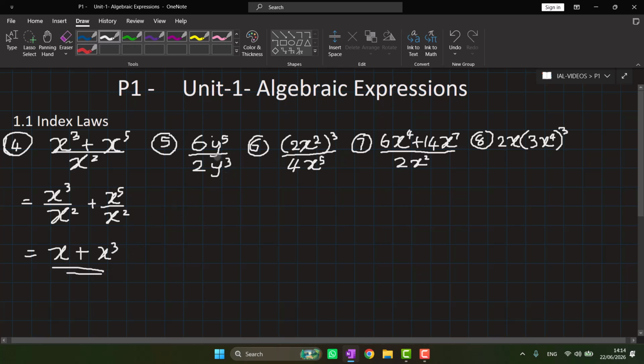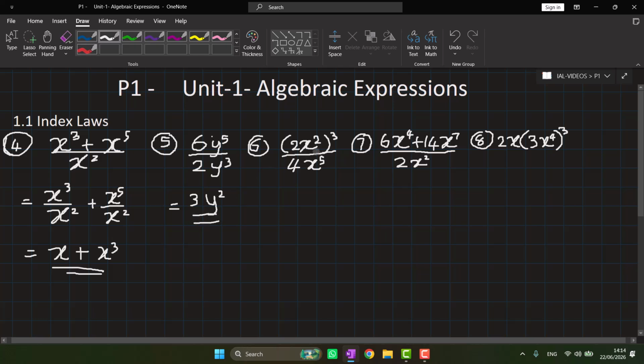Then fifth example, you can divide these numbers. 6 divided by 2 is 3. Then y to the 5 divided by y to the 3 means 5 minus 3, which is y to the 2.